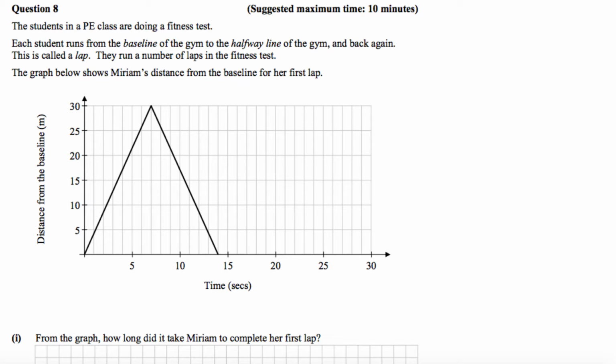So this is question 8 from the 2014 Junior Cert Ordinary Level Paper 1. The students in a PE class are doing a fitness test. Each student runs from the baseline of the gym to the halfway line of the gym and back again. This is called a lap. They run a number of laps in the fitness test. The graph below shows Miriam's distance from the baseline for her first lap.